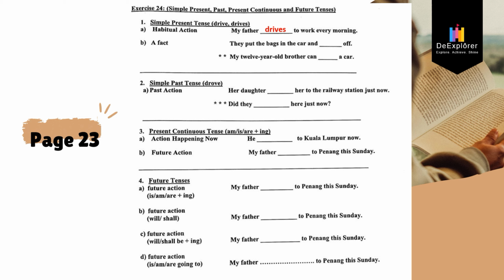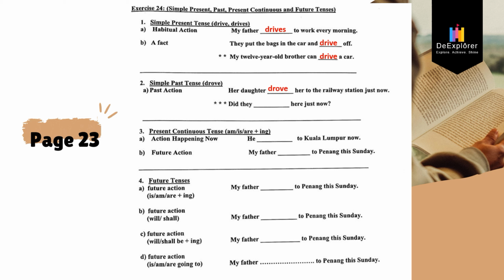Then the second sentence, they put the bag in the car and drive off. So they drive, plural subject, use a plural verb. Drive off, 就是驾车走了。 And the next sentence, my 12-year-old brother can drive a car. So no S for this answer because of the verb can, based on verb. Okay, so you can circle the verb can, right? And the answer is the verb base form. Okay, so drive. Alright, so that's for answers to question number 1.